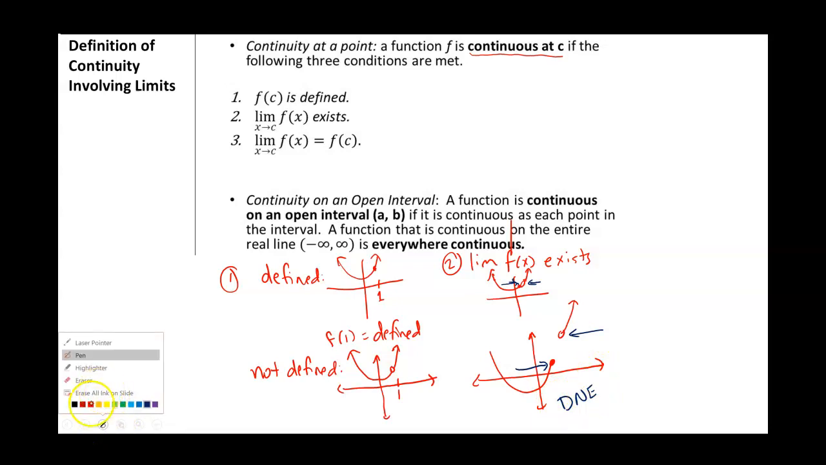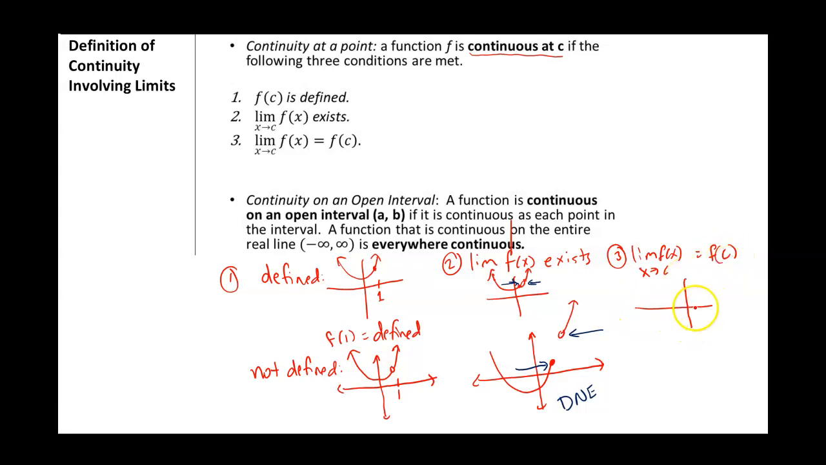So the first two conditions that have to be met are that f of c has to be defined, and the limit of f of x as x approaches c exists. And then finally, the limit of f of x as x approaches c has to equal f of c. All right, so the limit of f of x as x approaches c has to equal f of c. So this one might be a little bit more tricky to understand, but let me try to explain that to you.